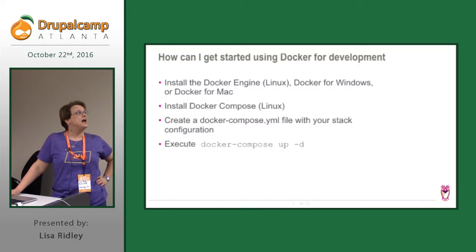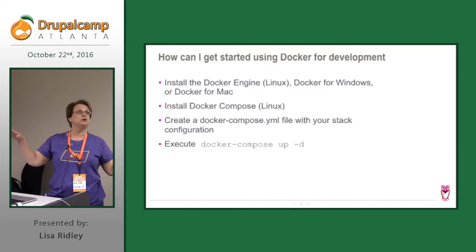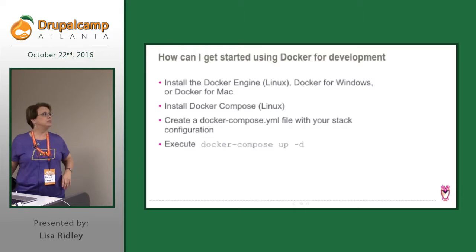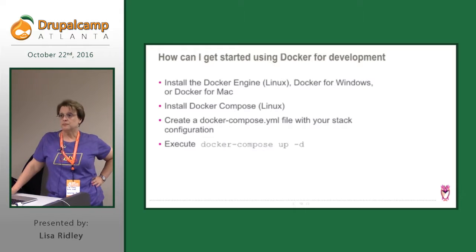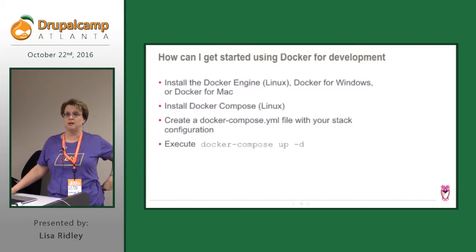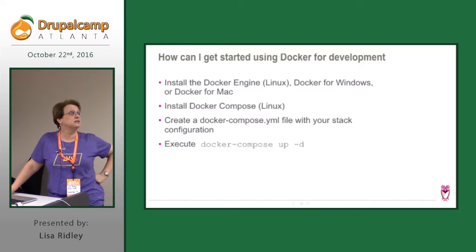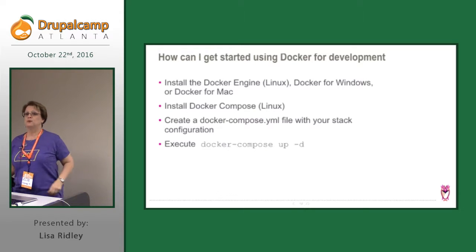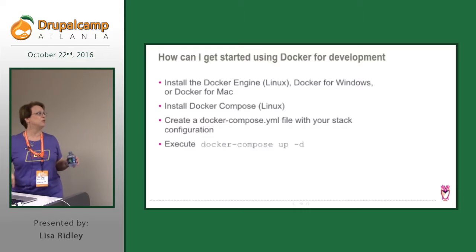All right, so how could you get started using Docker for development? Well, there's a couple things you're going to have to install. Whether you're using Linux, Windows, or Mac as your base machine for local development, you're going to need to install the Docker engine. Whichever one you need to install: Docker engine for Linux, Docker for Windows, or Docker for Mac. All these are Docker-sponsored projects. Docker for Windows and Docker for Mac just rolled out this year, which is one of the reasons why Docker is starting to really take off from a development standpoint.